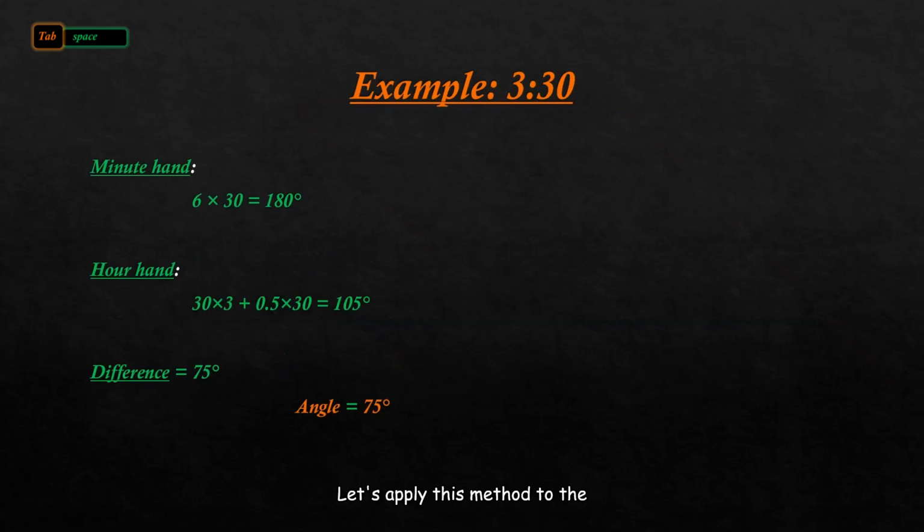Let's apply this method to the time 3:30. The minute hand is at 30 minutes, giving an angle of 6 times 30 or 180 degrees. The hour hand is at 3 hours and 30 minutes, giving us an angle of 105 degrees. The difference between them is 75 degrees, so the angle between the hands at 3:30 is 75 degrees.